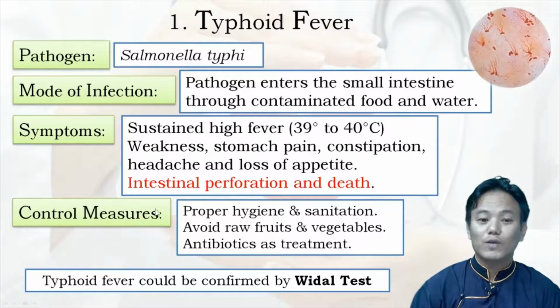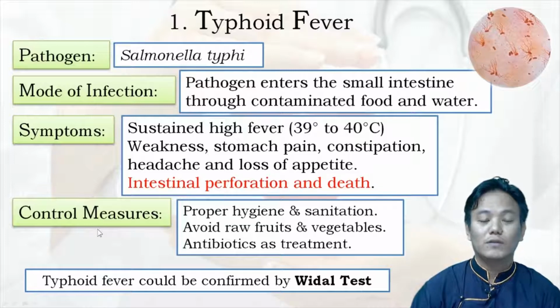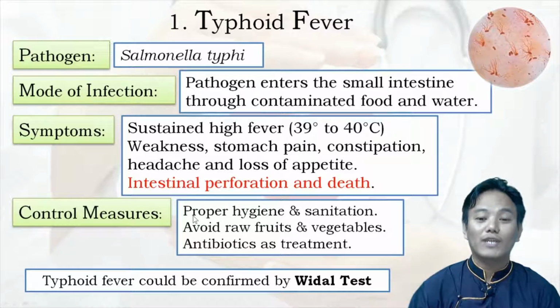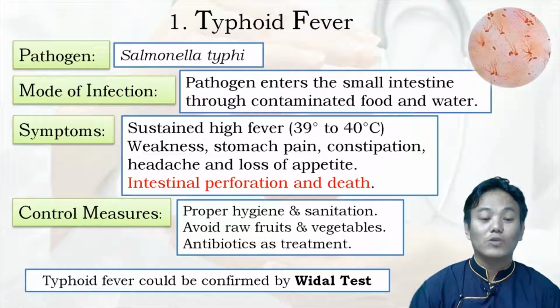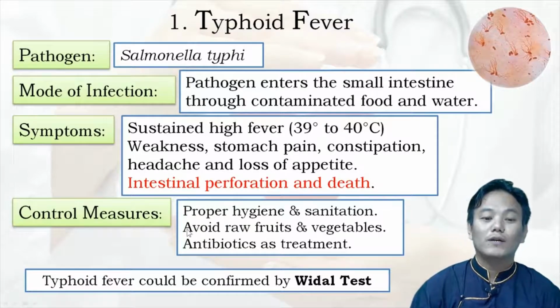So what are the control measures of this particular disease? If you know the pathogen and its mode of infection, then you will figure out the proper control measures. The control measures regarding typhoid fever, or how to control Salmonella typhi, is that you have to follow proper hygiene and proper sanitation. You have to avoid eating raw fruits and vegetables. Since it can enter through contaminated food and water, you have to follow proper hygiene and sanitation, and avoid eating raw fruits and vegetables available in the market, especially those fruits which cannot be peeled. So those are the two preventive measures.